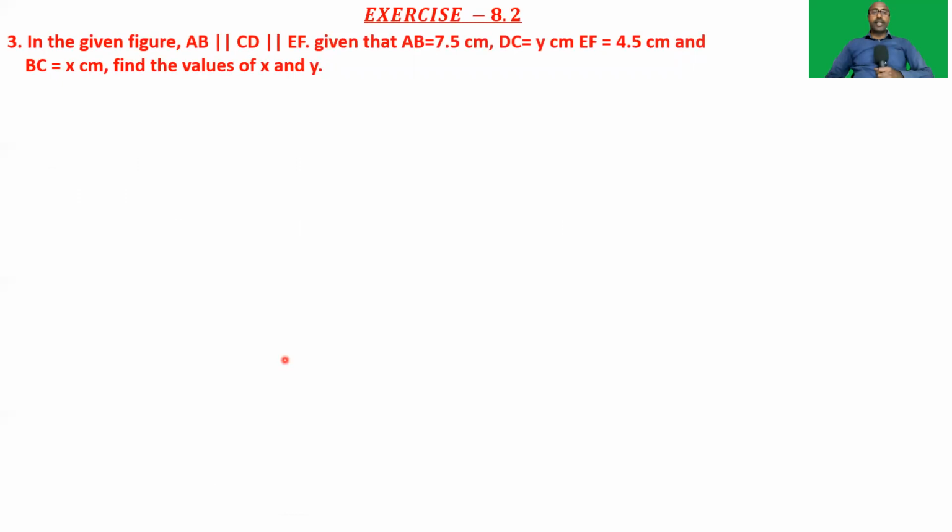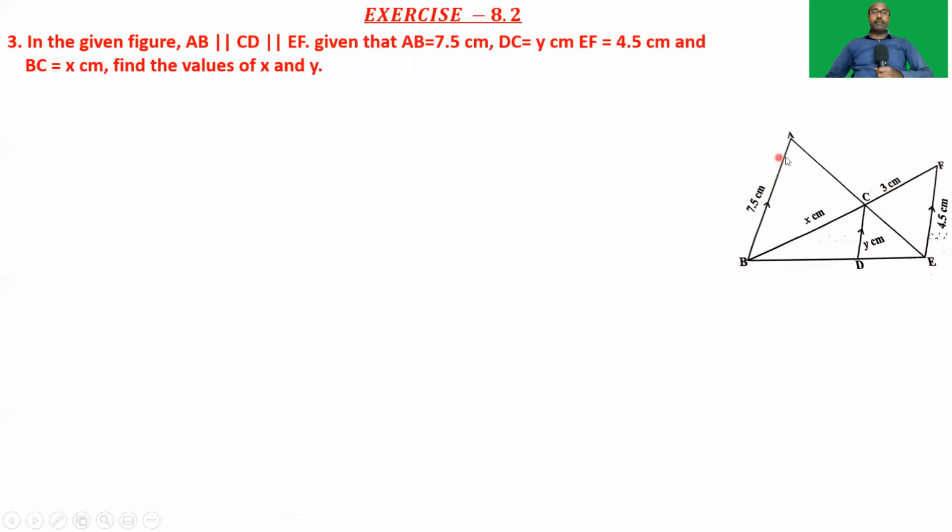In the given figure, AB parallel to CD parallel to EF. And also given that AB is 7.5 centimeters, DC is equal to Y centimeters, EF is equal to 4.5 centimeters, BC is equal to X centimeters. Find the values of X and Y. This is the question and this is the figure. So here we have to find the values of X and Y.